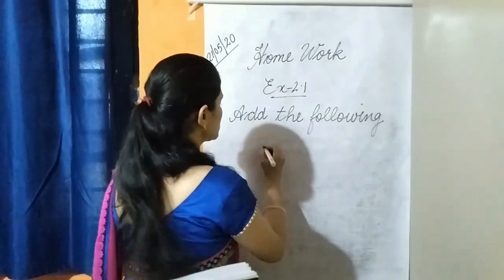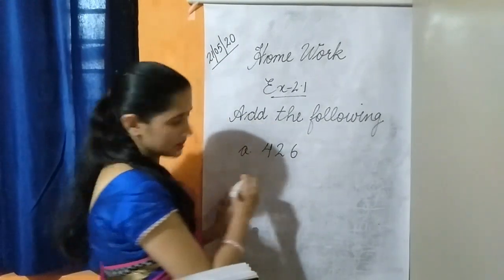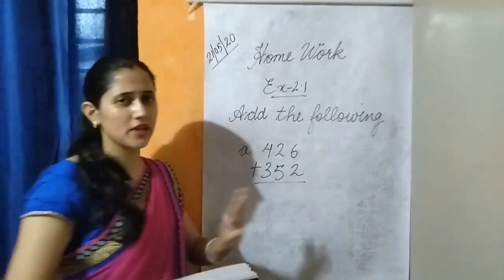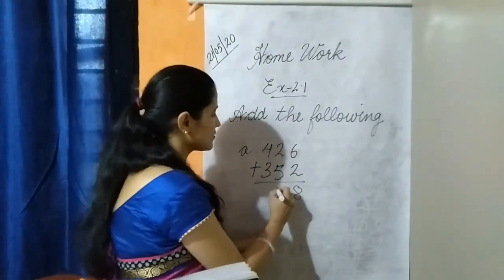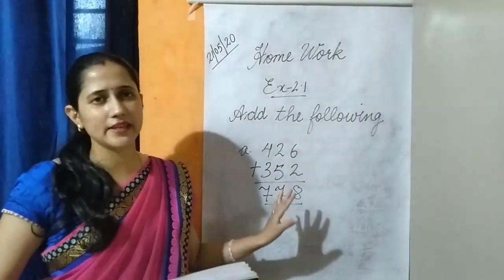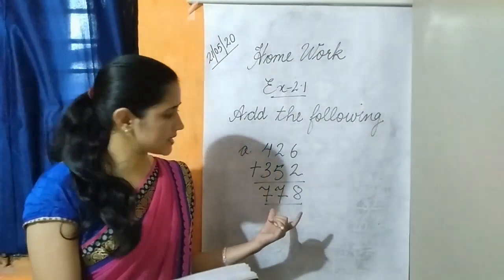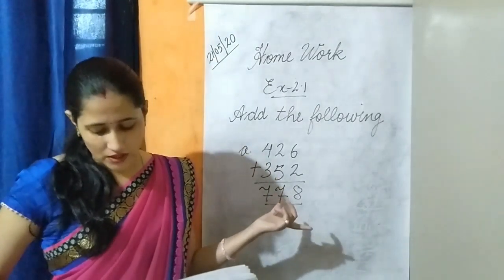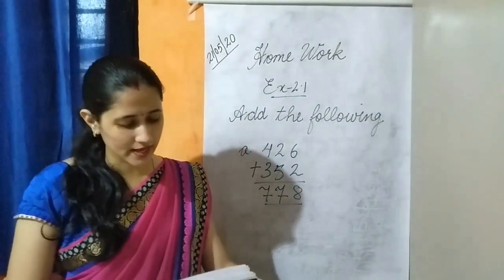Okay, so first one is 426 plus 352. Here we don't have to take any carry. 6 plus 2, 8. 2 plus 5, 7, and 4 plus 3, 7. Simple addition it is, no carry is there. Okay, so for this chapter, this exercise is very helpful for your practice. Okay, without carry addition. Proper revision you can do. So please do this exercise.